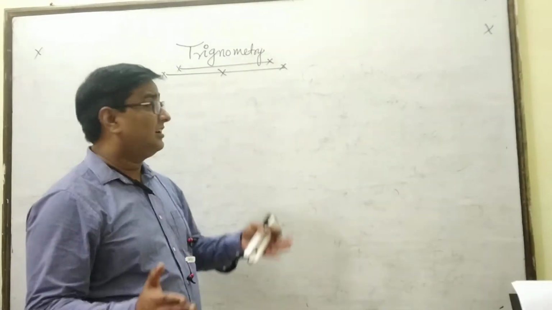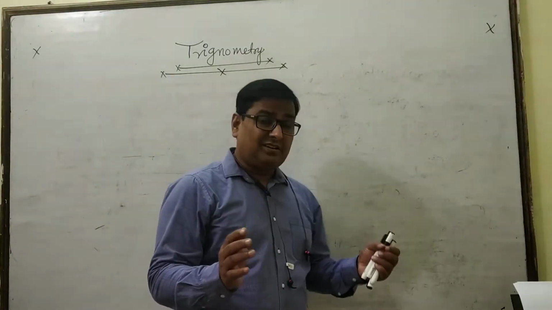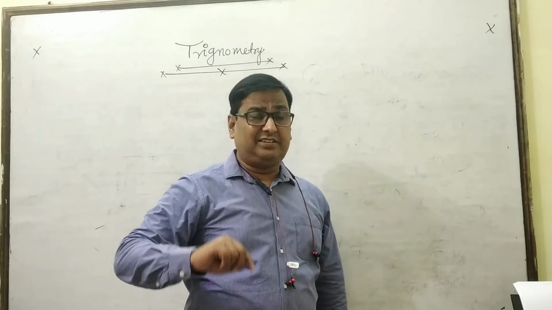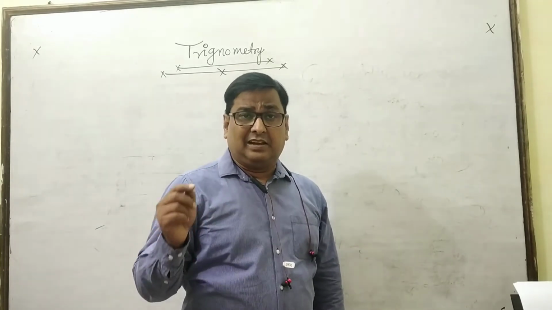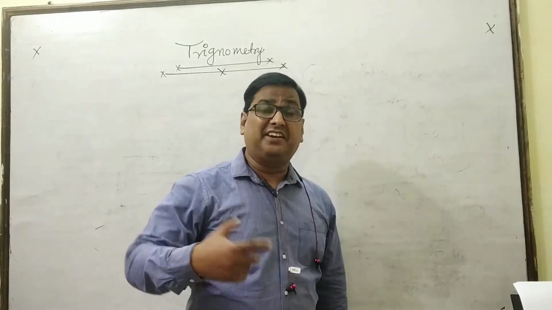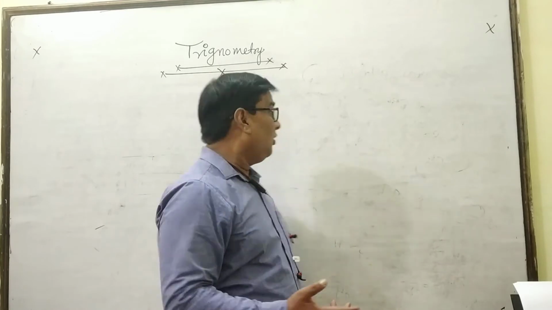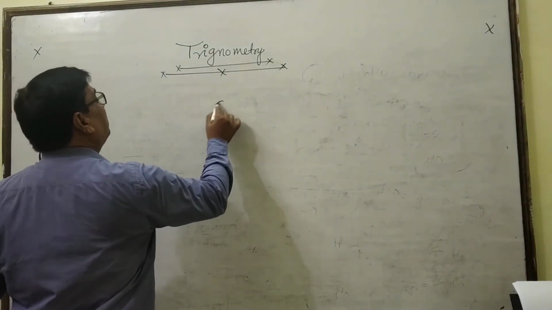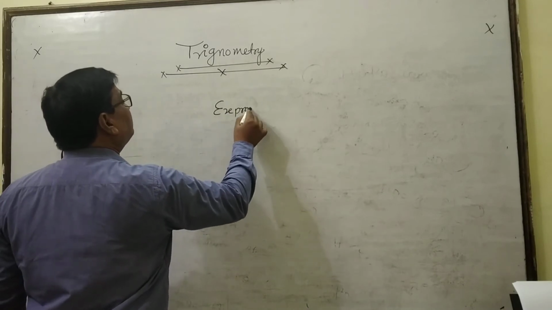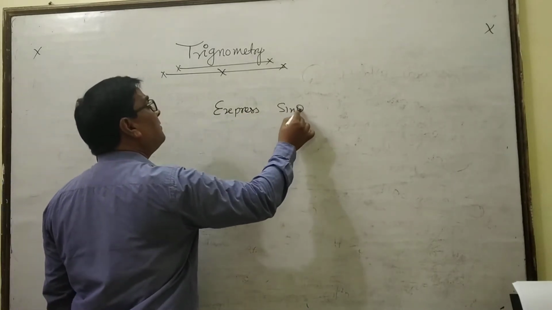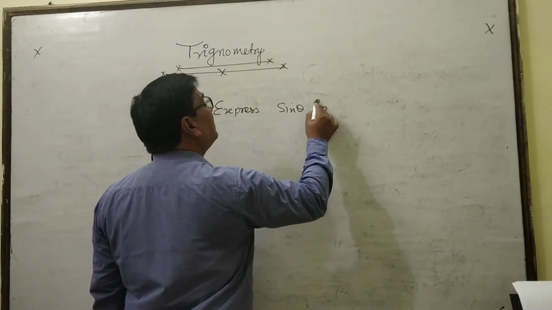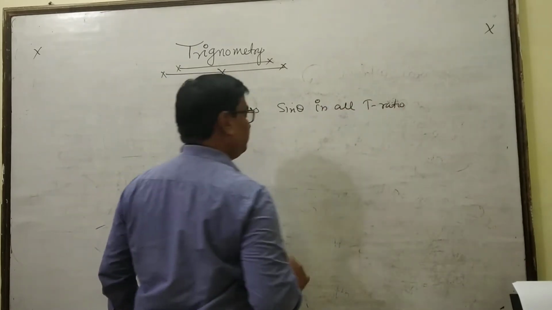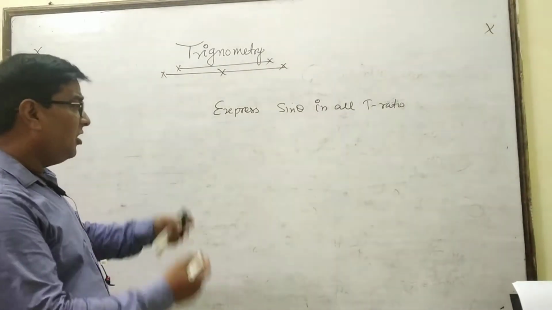First of all, you have to convert each and every trigonometrical ratio into another ratio. So the first one, which is very important: express sine theta in all T ratios. So how will you express the first one? Look here.